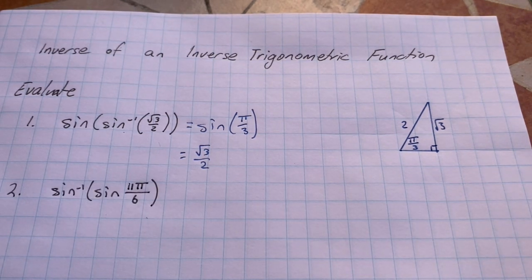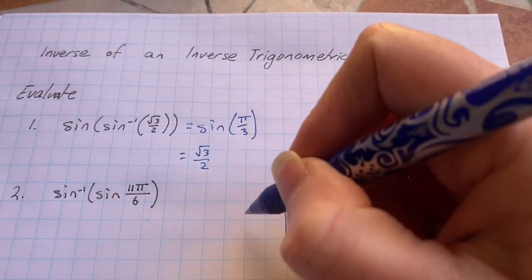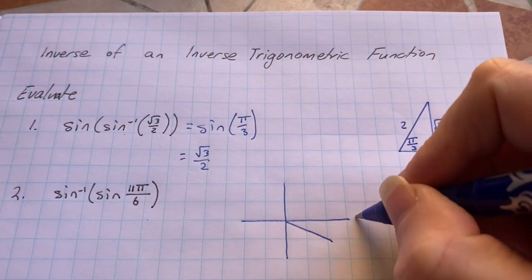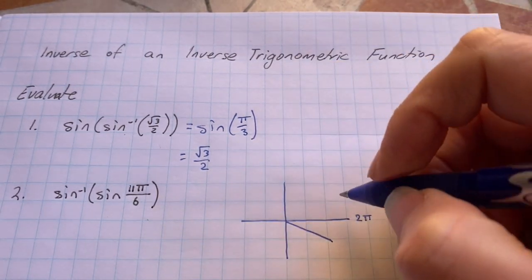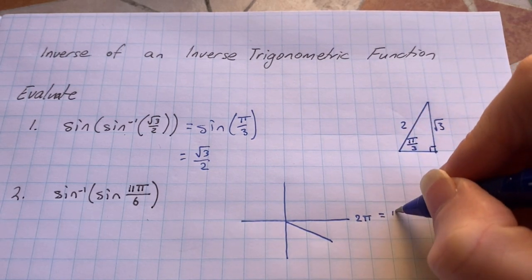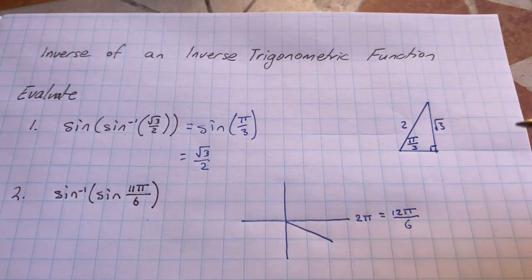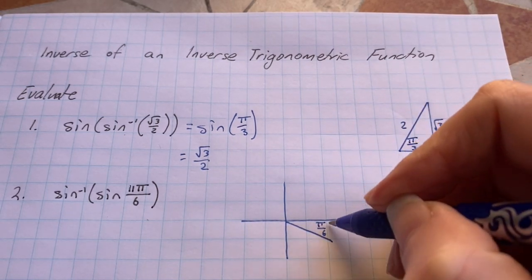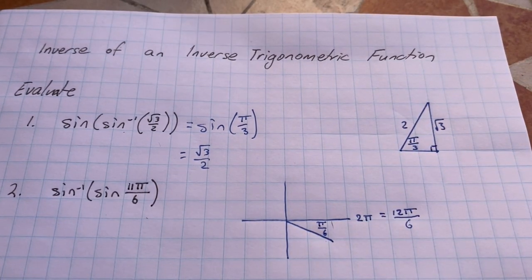Sine inverse sine 11 pi on 6. So firstly, we need to look at that 11 pi on 6. And that's down here. So this is 2 pi if I've gone all the way around. 2 pi is the same as 12 pi on 6. So 11 pi on 6 is just pi on 6 back down.